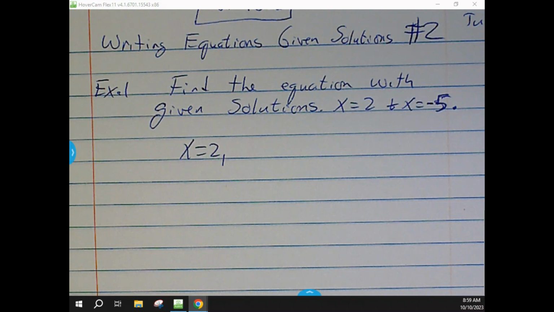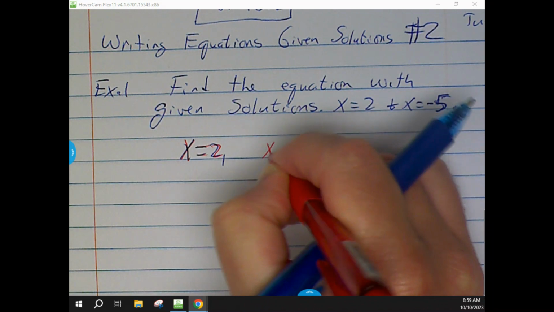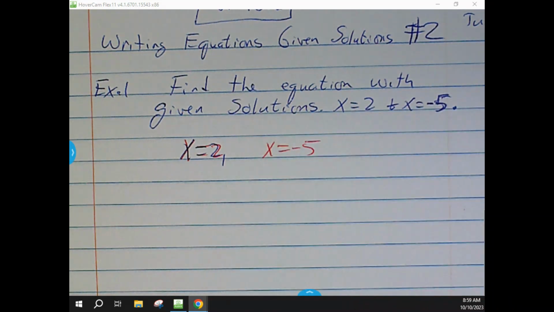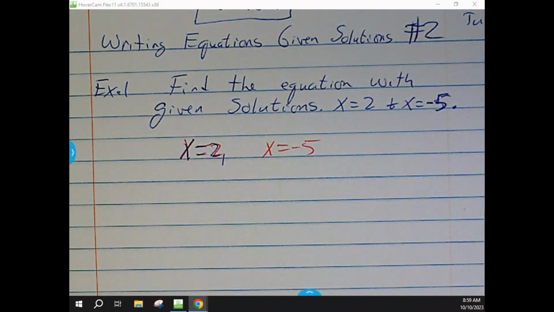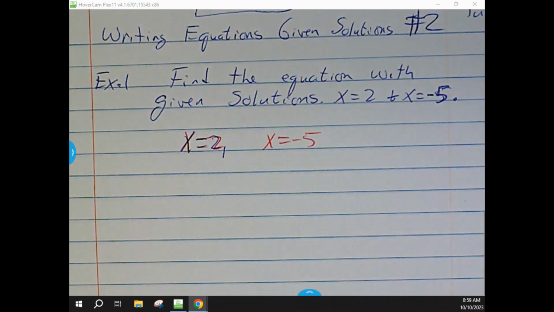All right, so as you're solving this one, we're going to go ahead and write out what the answers are first. We've got x equals 2. You've got x equals -5. And so this one, we're going to do everything basically in reverse. If you almost could put this at the bottom, we're going to work our way backwards and go to the top.